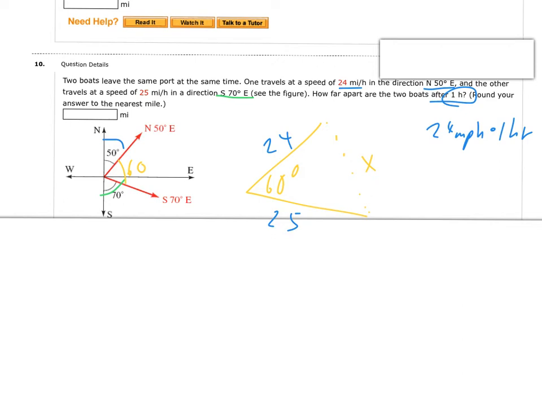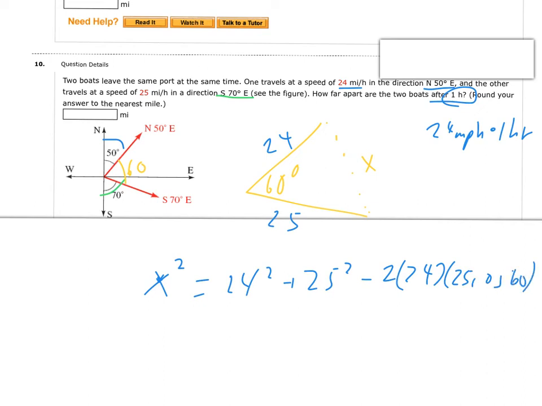So from there, you're just going to set up your law of cosines just like we did on the last problem. So it's going to be x squared equals 24 squared plus 25 squared minus 2 times 24 times 25 times the cosine of 60. And then we square root both sides, type it in the calculator, and that's it.